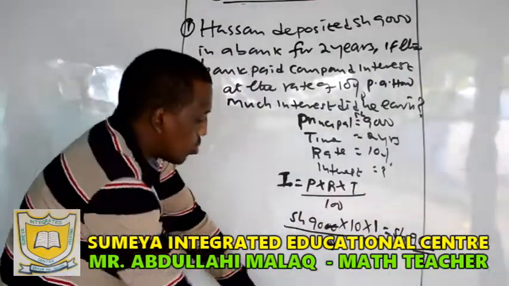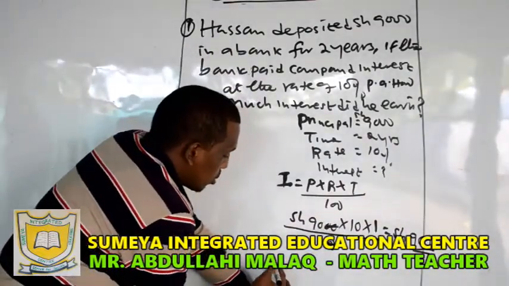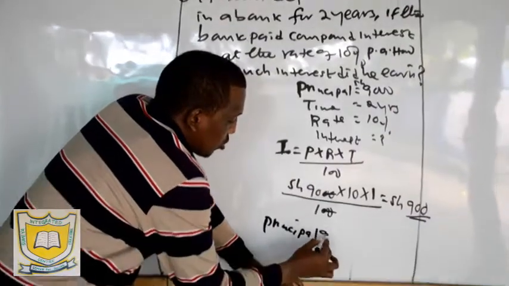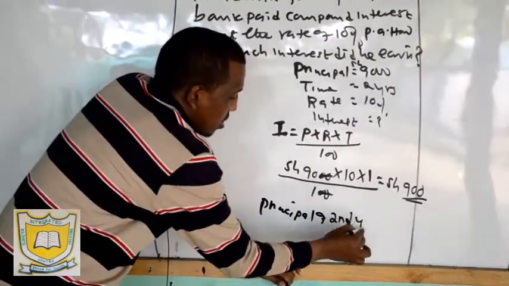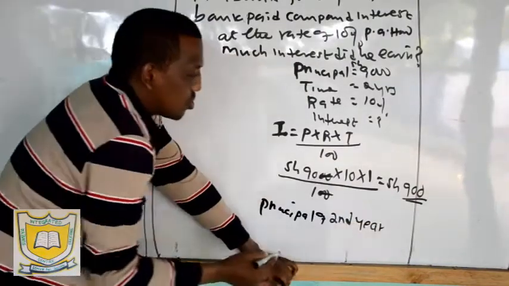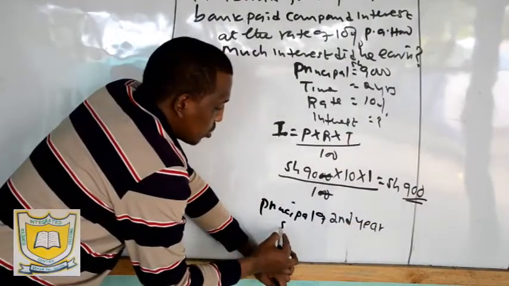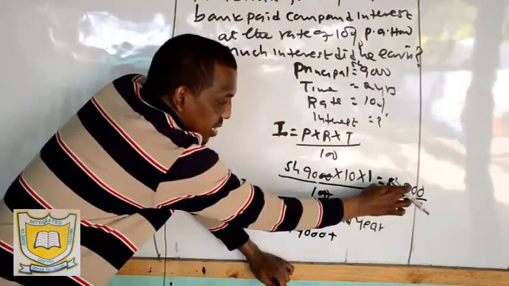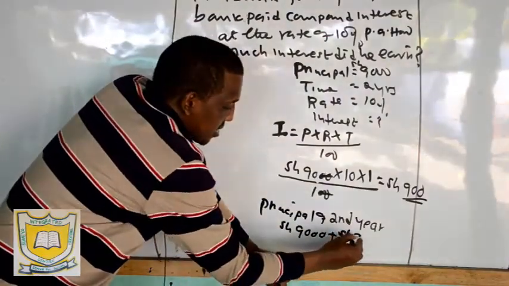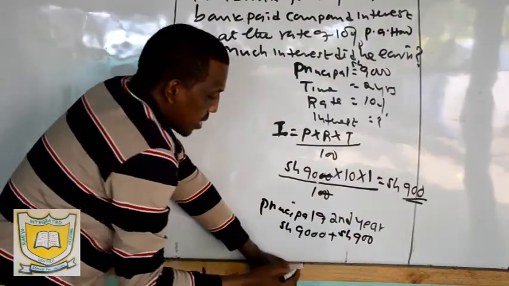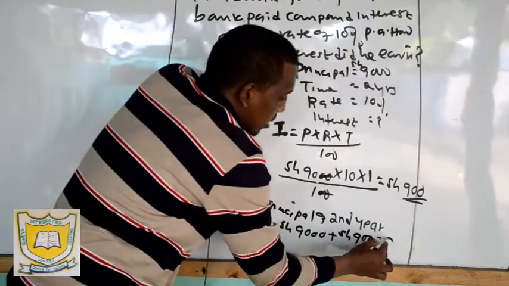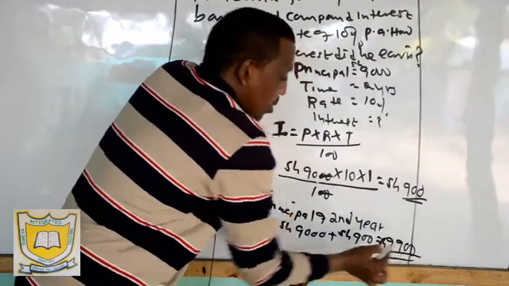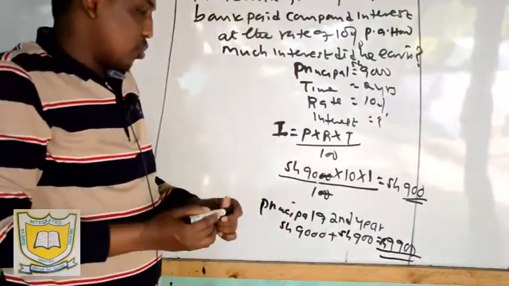So now the new principal, the principal of the second year, we add the initial principal, which is 9,000, plus the interest this money has generated, 900. So here you will get 9,900. This is now the new principal of the second year.